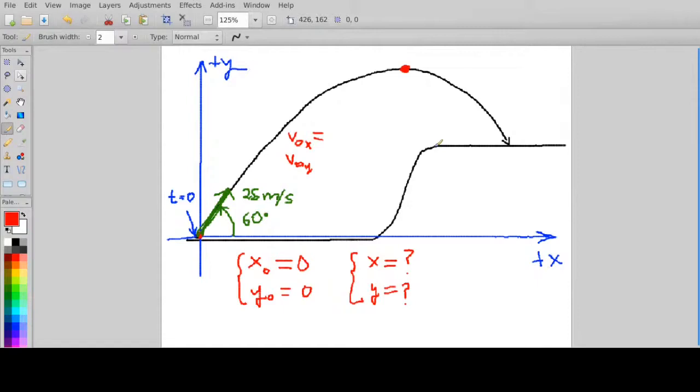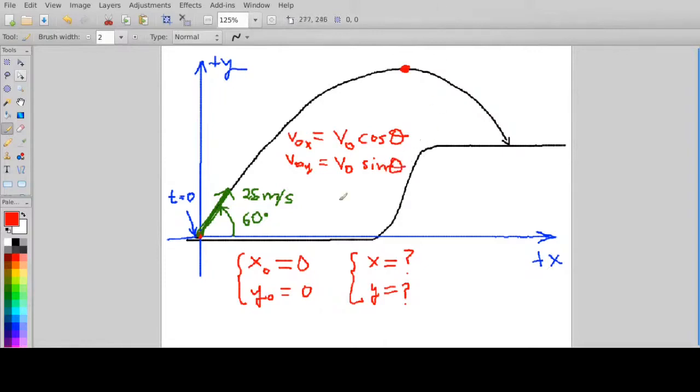So that r is basically the magnitude of the vector. In this case, it's going to be 25. I'm just going to write v naught, and I'll do the math in the text editor. v naught cos theta, like this. This is the general formula, and the y component is v naught sine theta.